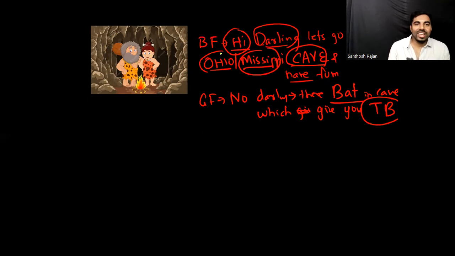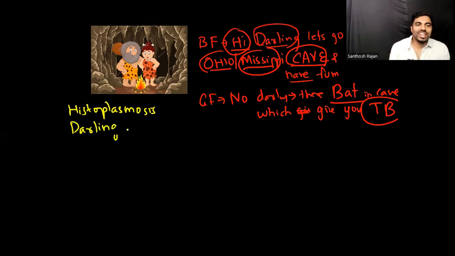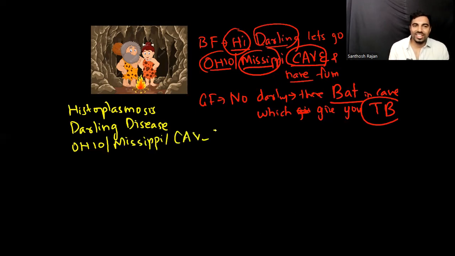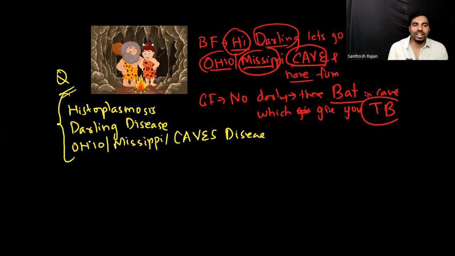Now, let's start. Hi means histoplasmosis. The answer is very easy, histoplasmosis. Done. Other name is darling disease. Histoplasmosis's other name is darling disease. Ohio disease or Mississippi River disease, all are other names. Or caves disease. This is the whole question. Don't think I'm making some comedy here. Everything was a question. They can give you darling disease, caves disease, anything, you should remember this.